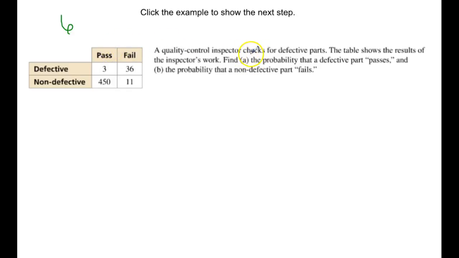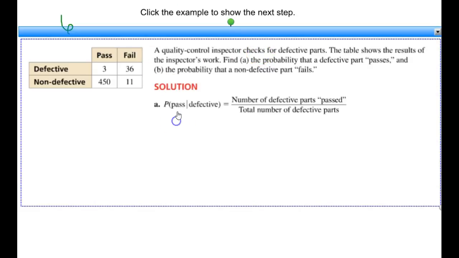First we're looking at A, the probability that a defective part passes, and then B, we're going to look at the probability that a non-defective part fails. So I'm looking at the probability that it passes, but it's also defective. So I want to look at the number of defective parts passed out of the total number of defective parts. I can find all of that information from my table. So I've got my total defective parts that passed, which was 3. And then my total defective parts was this entire row, which is going to be 39. So then I have 3 divided by 39, or about 7.7%. So not many.